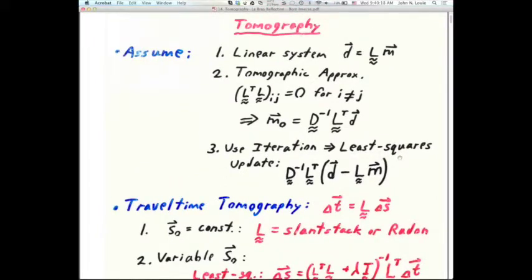We can use iteration via a least squares update. So you take the data, and you take the current model, let's say that's M sub k, and you operate on it with L, so you're generating synthetic times from that model if you're doing a travel time tomography. So you have synthetic data, you subtract it from the real data, and then you back project that. Then you apply L transpose again and D inverse. So it's a back projection of forward projected errors.